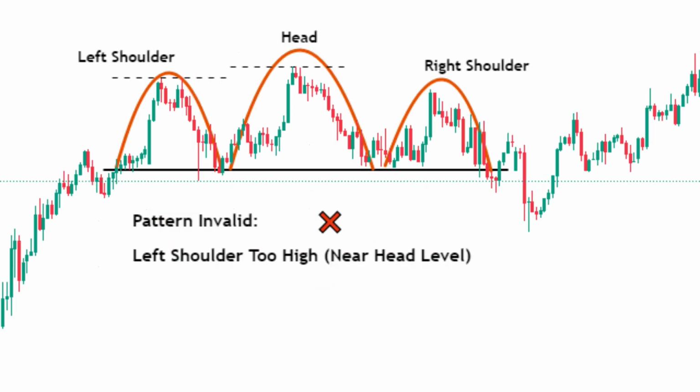In this chart, the left shoulder almost reaches the level of the head. This reduces the symmetry of the formation and makes it less reliable. Trading based on this setup can result in false signals because a properly balanced head and shoulders pattern requires the shoulders to be noticeably lower than the head.